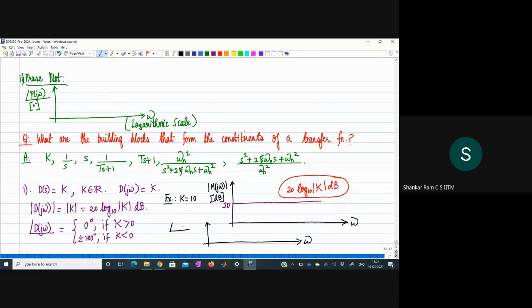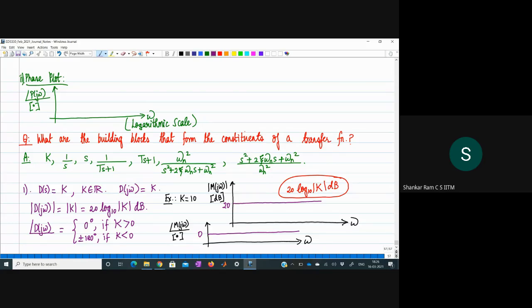If I now want to plot the phase of this k, what will I have? What will be the phase of 10? It will be 0 degrees, because it's a positive number. Please note that it's going to be on the positive real axis, so the phase is going to be 0 degrees. Consequently, it is once again a horizontal line at 0. That's how the magnitude plot and the phase plot of 10 would look. I hope it's clear how we got it.